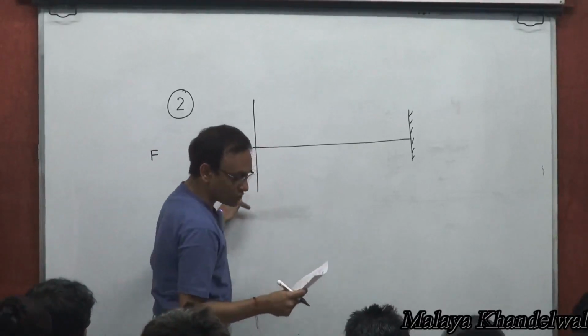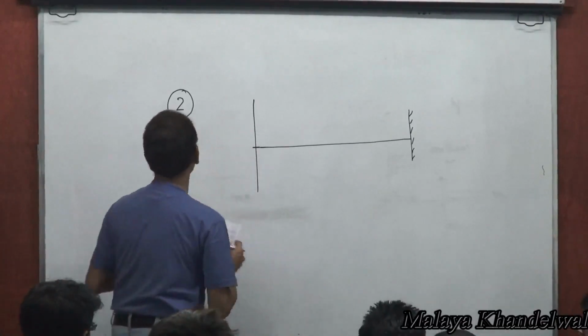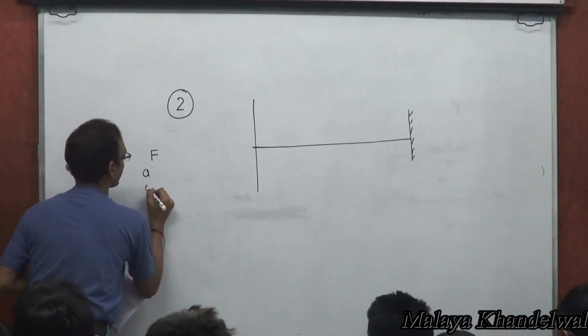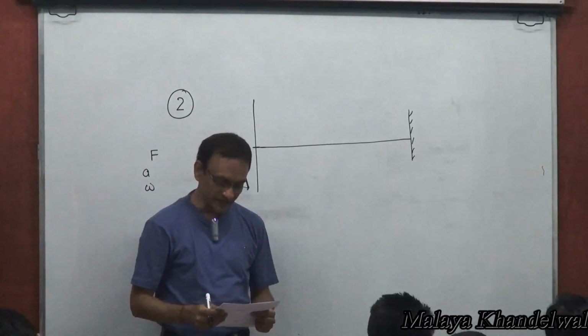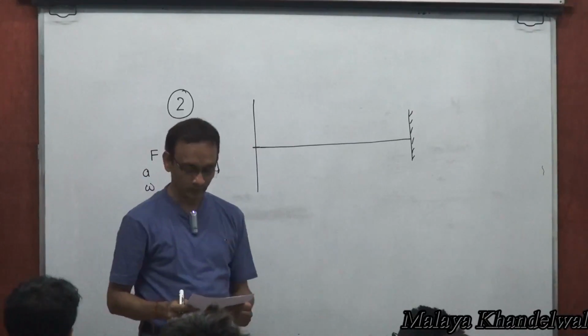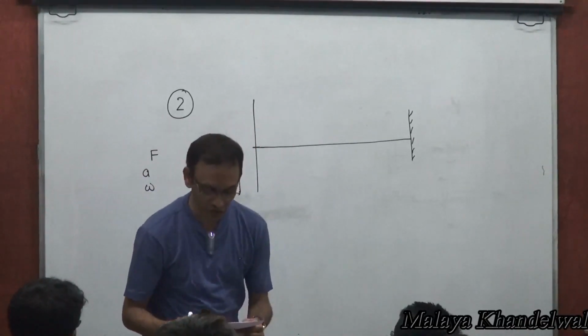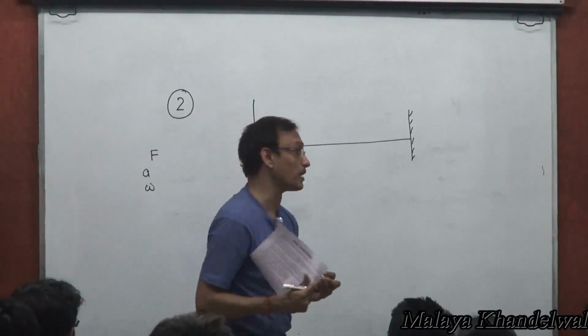If the block starts to execute SHM along the rail with amplitude A and angular frequency omega, we want to calculate the energy transferred to the string during one complete oscillation of the block and the maximum rate of energy transferred to the string, right? That means the power associated.